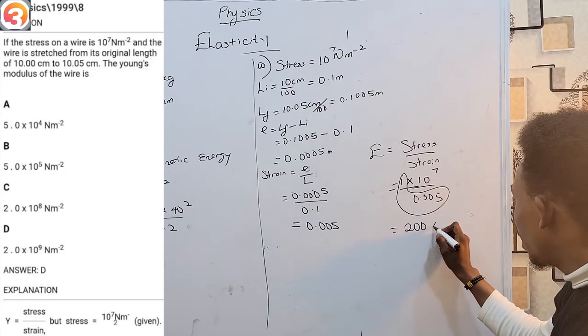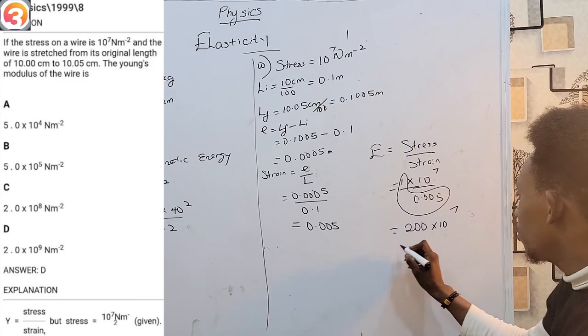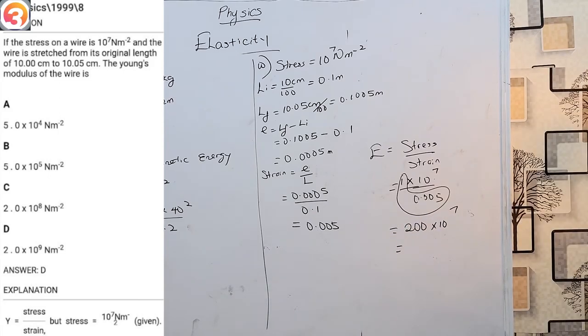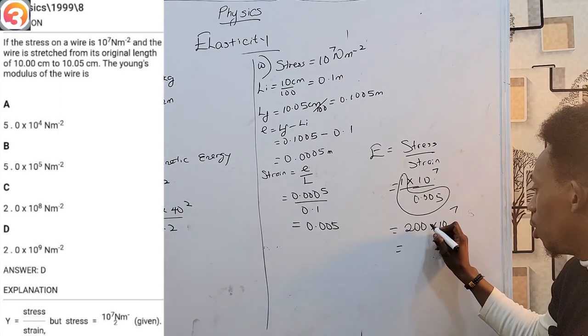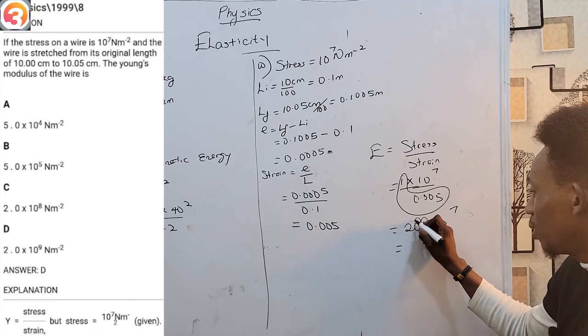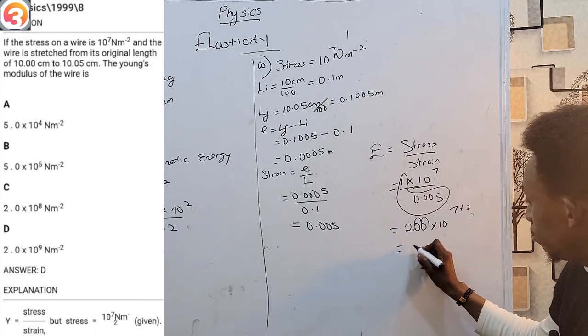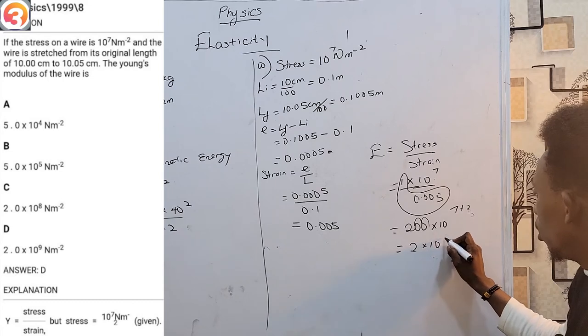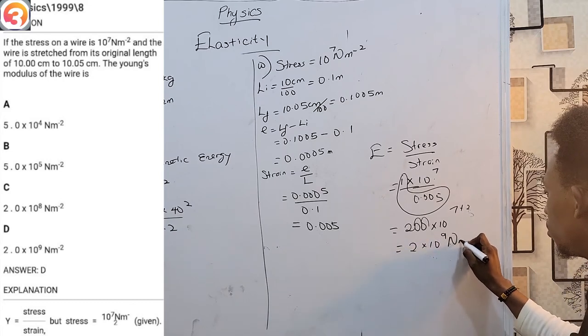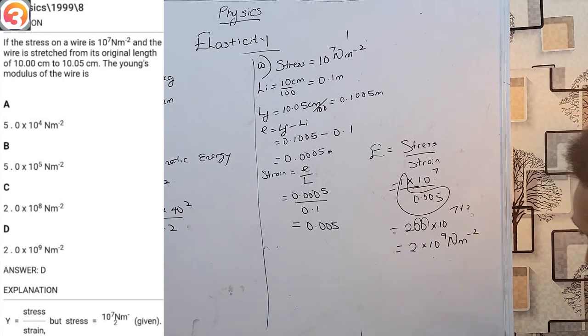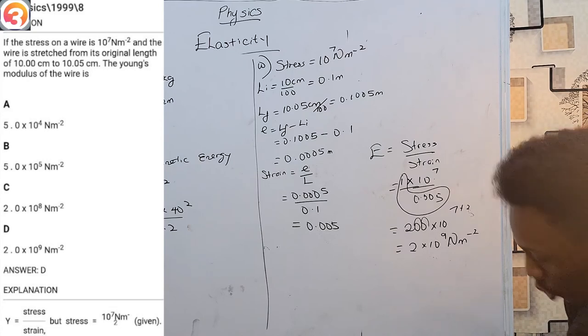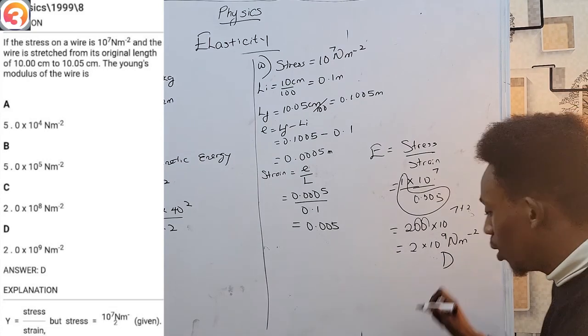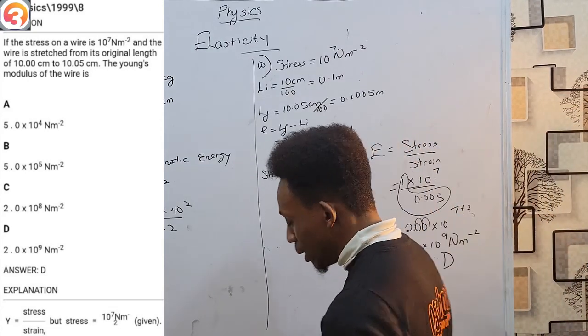Don't forget about this guy, that's 10 to the power 7. And if I try to put this in standard form, my point is going to go back 2 times, adding 2 right here. So that'll be 2 times 10 to the power 9 newton per squared meter. And going back to my options, I can see that that is option D.